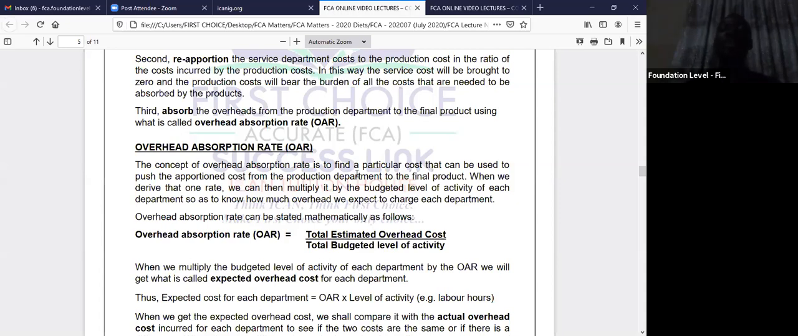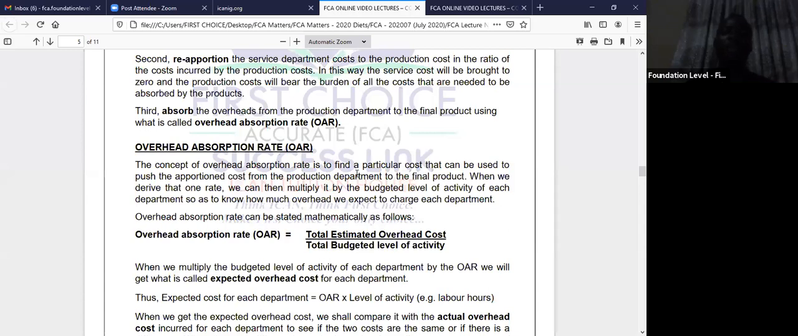It means for each department, you'll be charging them 10 naira for each hour that is spent in that department. And so maybe you have three production departments. One of them spends XYZ hours. The other one spends XYZ hours. You'll be saying, how many hours do you spend in this department? Multiply it by 10 naira. That is the cost that is allocated to that department.